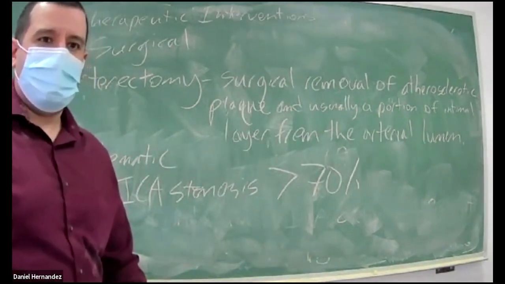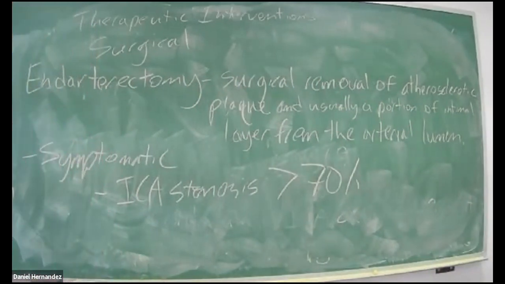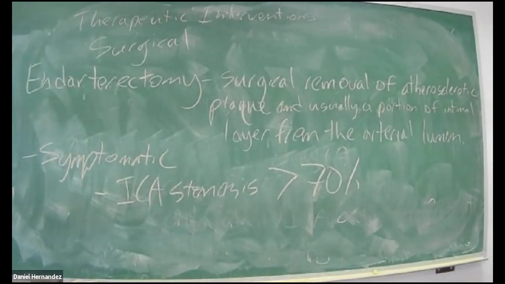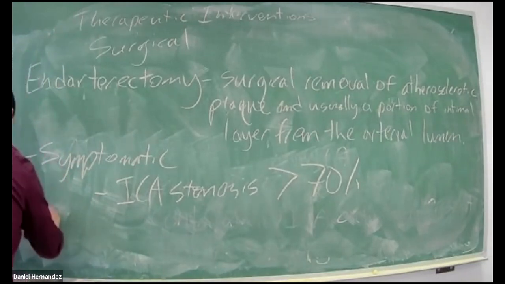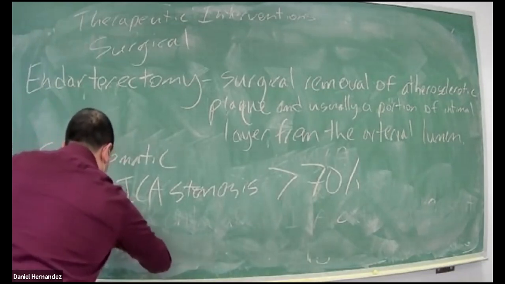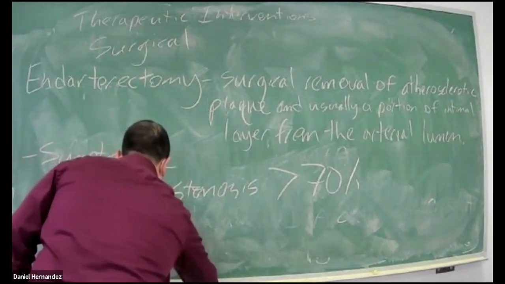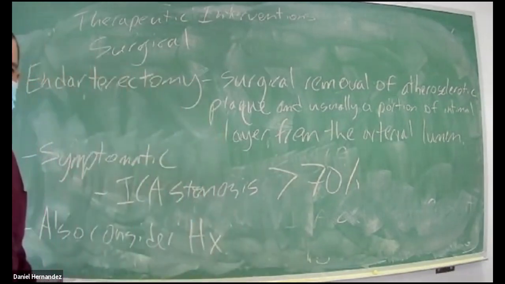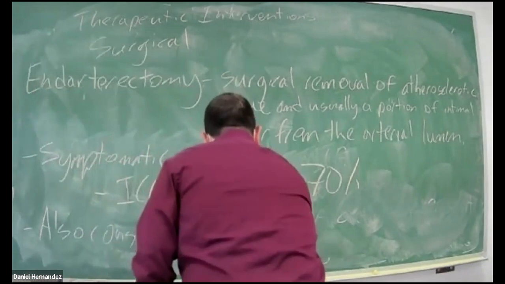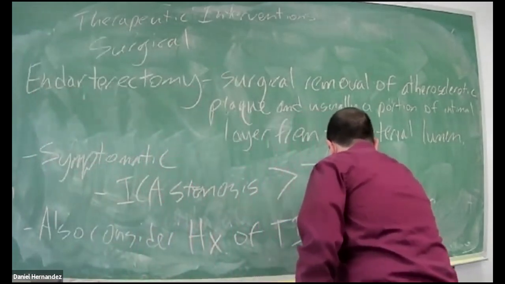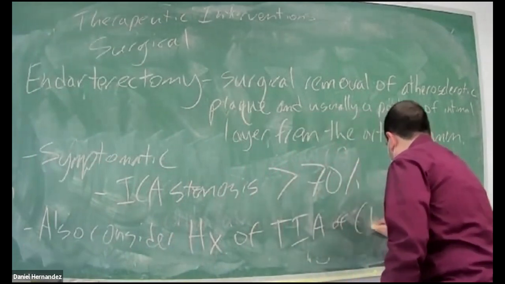And we also have to take into account the patient's medical history, if they've had previous TIA or CVA. So also consider history, that's the abbreviation for history, Hx, TIA or CVA.